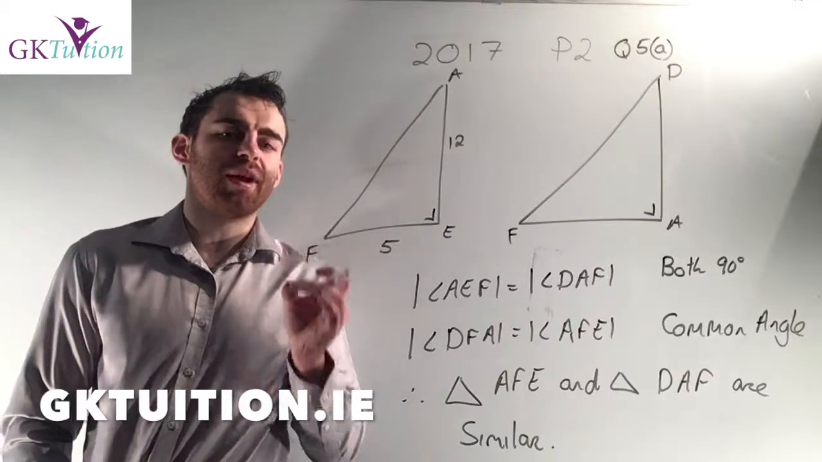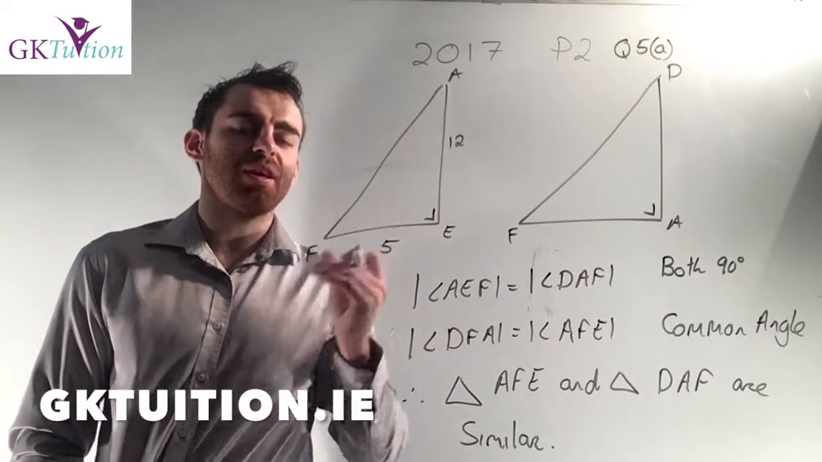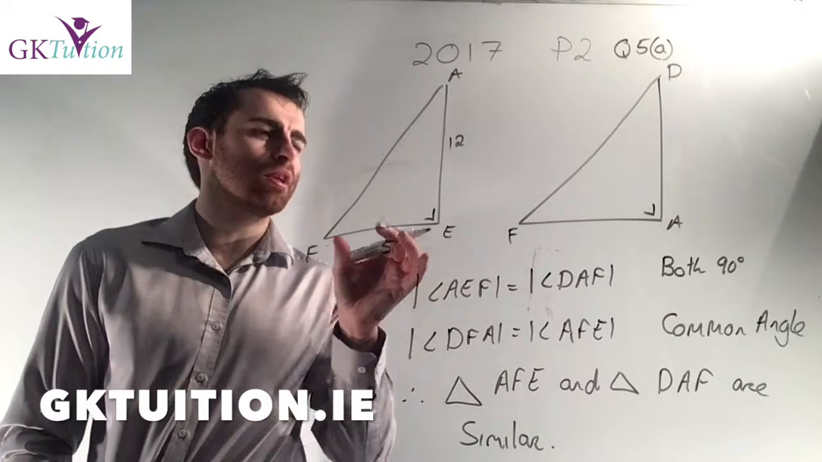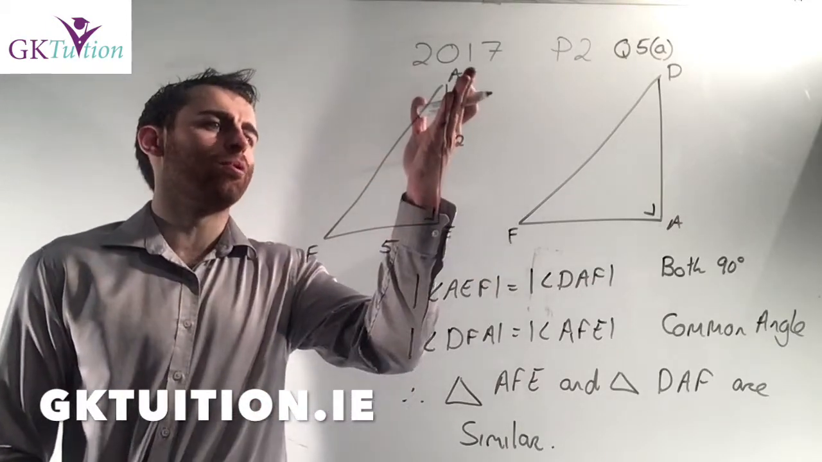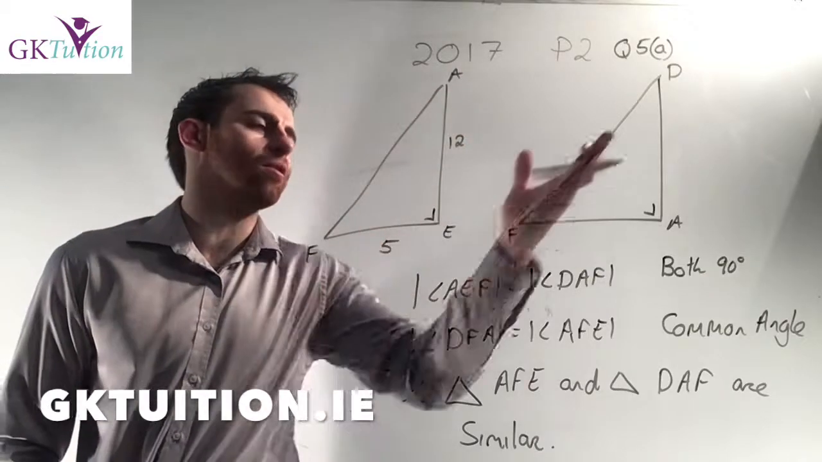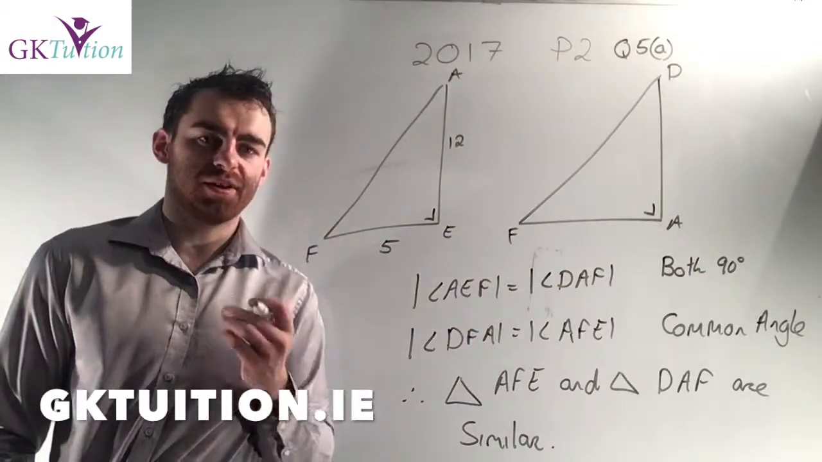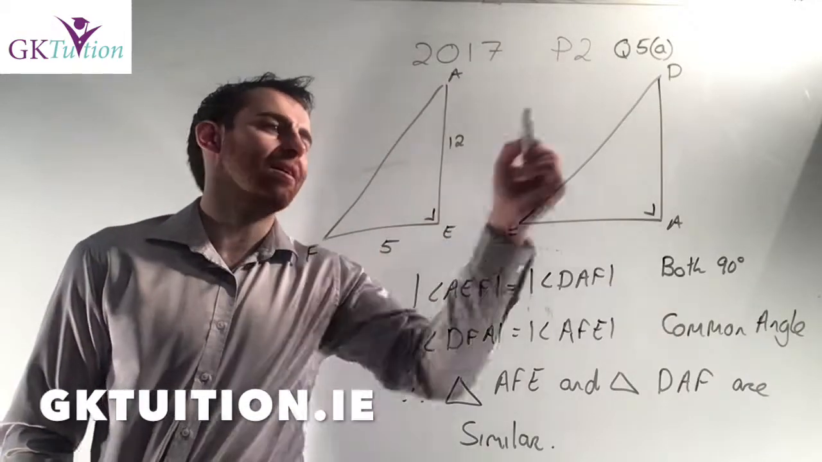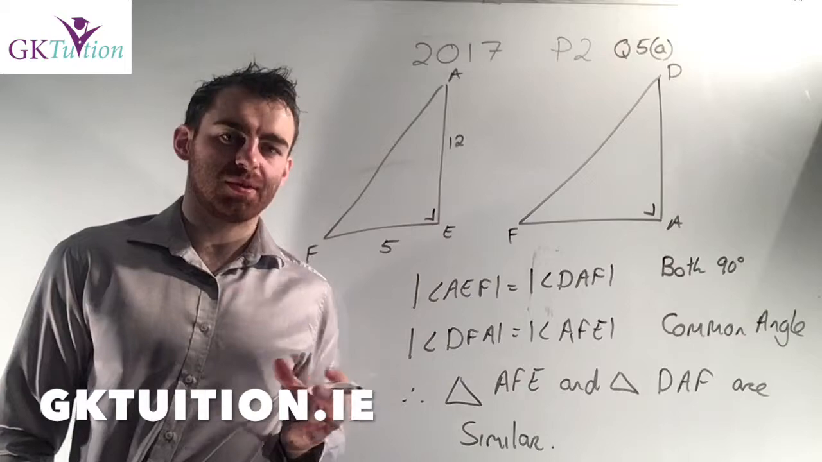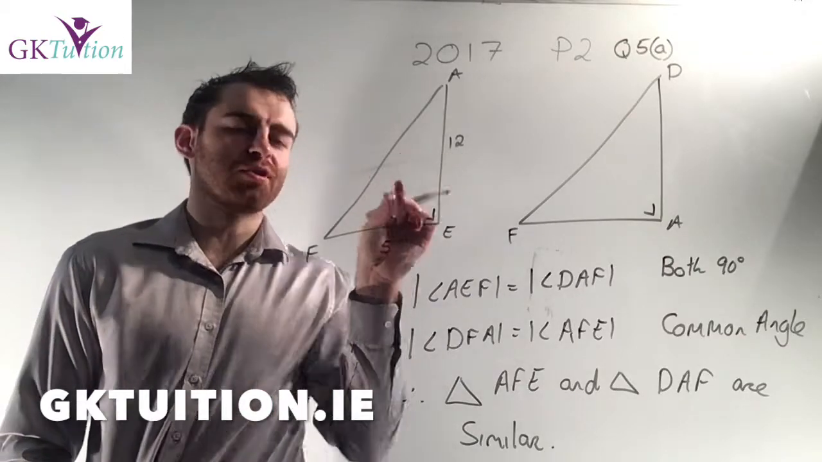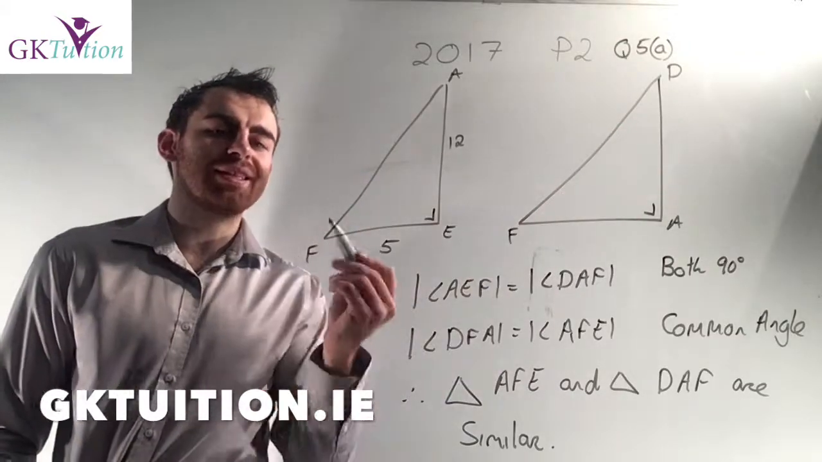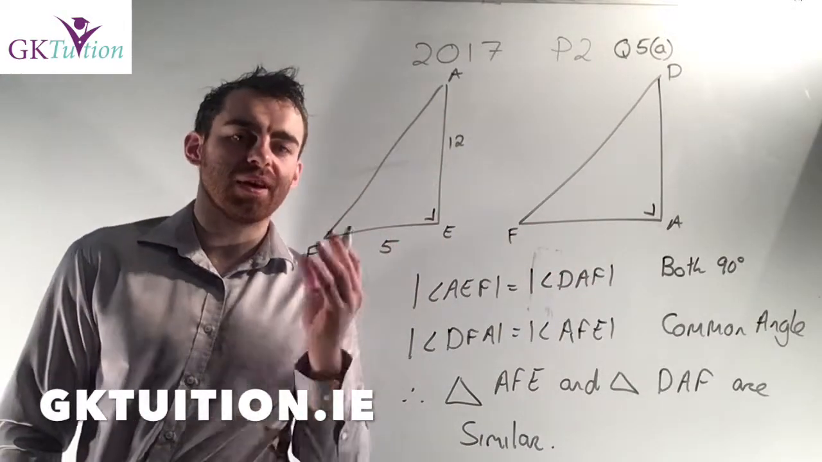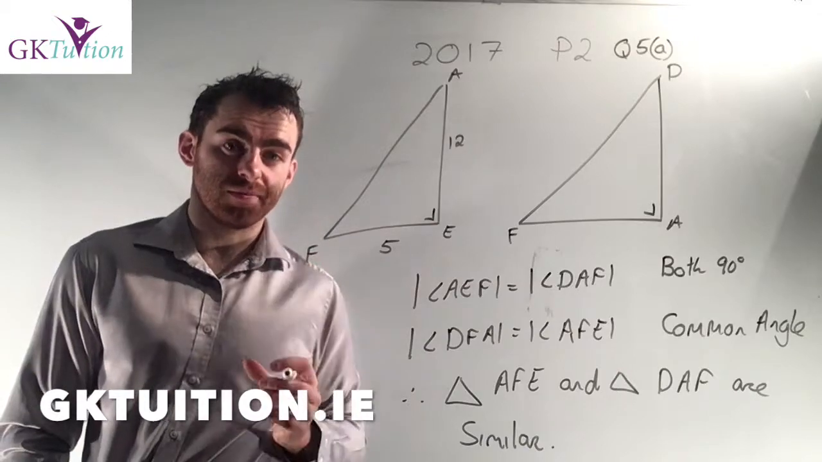Now, I can't directly prove that the triangle AFE and the triangle DAE are similar. But what I'm going to do is do this in two different parts. First of all, I'm going to prove that the triangle AFE and the triangle DAF are similar. Then I'm going to prove that the triangle DAE and DAF are also similar. If this triangle is similar to that one, and DAE is also similar to that one, then the two triangles AFE and DAE must be similar to each other.